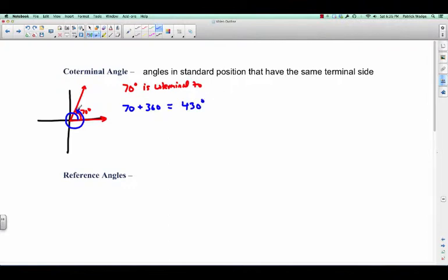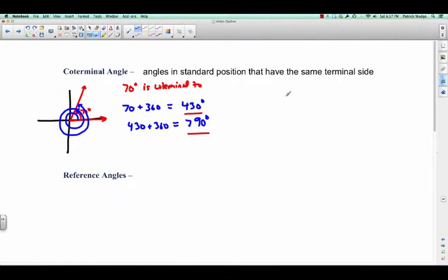Well, we could extend this even further. We could go another time around. So in other words, we did another 360. 430 plus another 360 is 790 degrees, is also coterminal. How many times could we do this? Infinite. We could do another 360, another 360, another 360. So there's an infinite number of coterminal angles. But 70 degrees is coterminal to 430 degrees and 790 degrees. Add another 360 and another 360, and you'll get more and more and more.